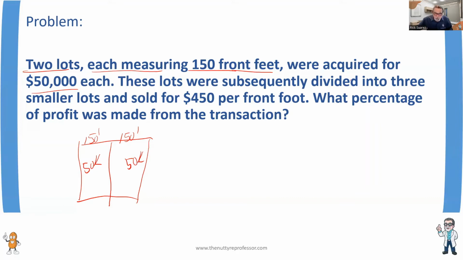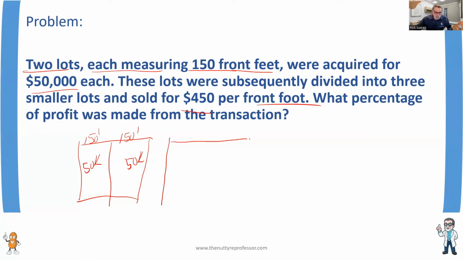These lots were subsequently divided into 3 smaller lots and sold for $450 per front foot. Here's where you guys lose this. Like, I understand the 2 but not the 3, because they bought it one way and they're selling it a different way. If it would have said the 3 lots were being sold for $50,000 each, well, then it's $150,000. But they always throw in a curveball.